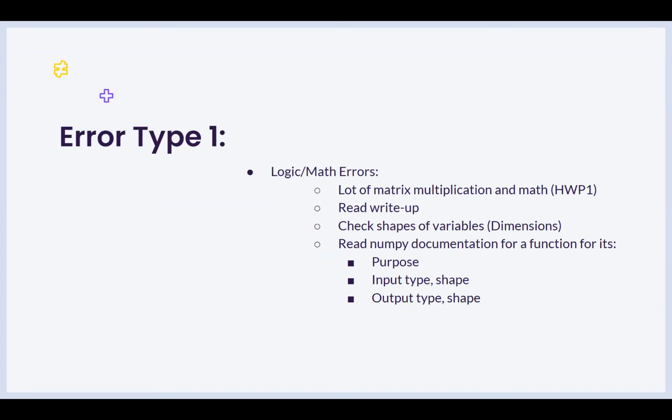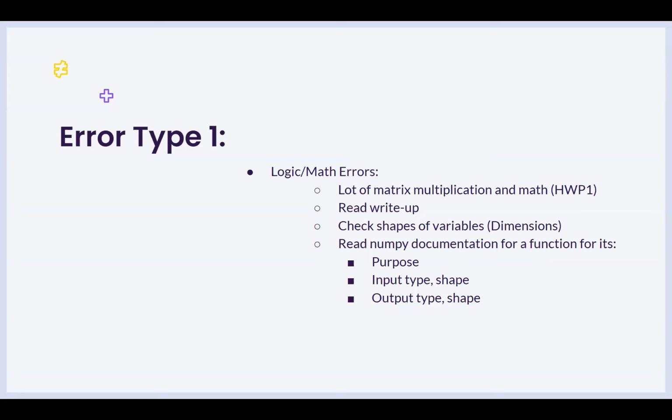In terms of logical and mathematical errors, as you will see in homework part ones, there will be a lot of matrix multiplication and mathematics involved. The best way to understand and implement this code is to read the write-up and write it down first and then implement it. Particularly in homework 3P1, when you're coding the backward of the functions, it becomes imperative to draw the diagrams and go from there.